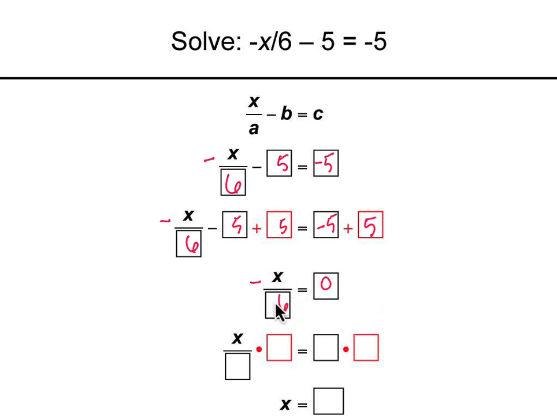This term involves division, which we undo with multiplication. So we get negative x divided by 6 times negative 6. And the reason this is negative is because of this negative sign here, equals 0 times negative 6. So we multiply both sides by negative 6. Simplifying, we get x equals 0 times negative 6 is 0.